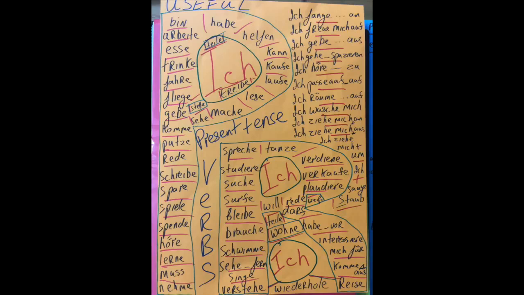Now let's go over to the or, and we're going to go down, starting with sprechen. So again, as I say, if you have the verb sprechen, you take off the en, you're left with sprech, which is the stem of the verb, and then because it's I-E, I-E, I-E, it's ich spreche. So ich spreche as I speak. Ich studiere, I study. Ich suche, I look for.